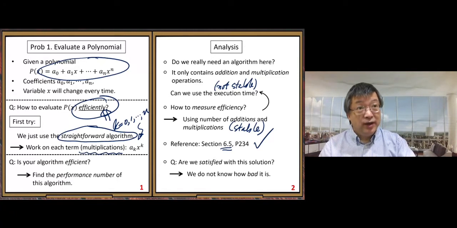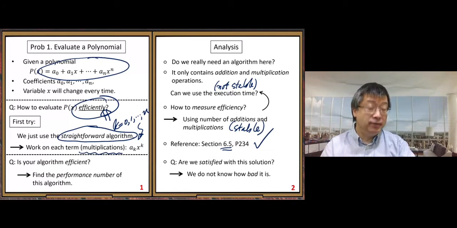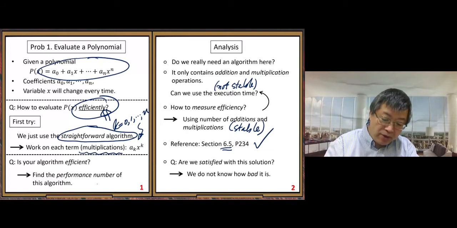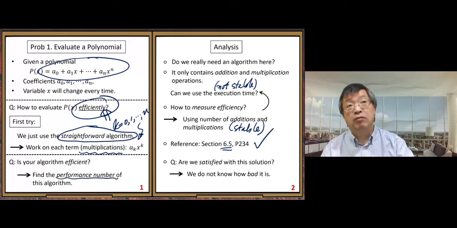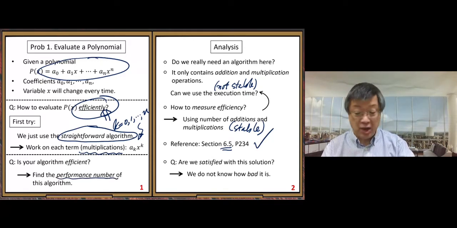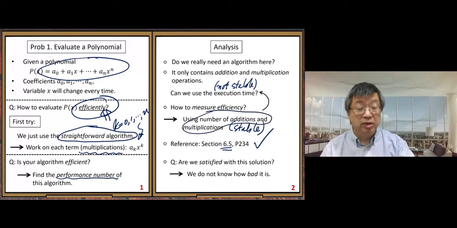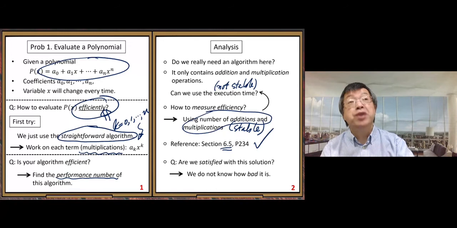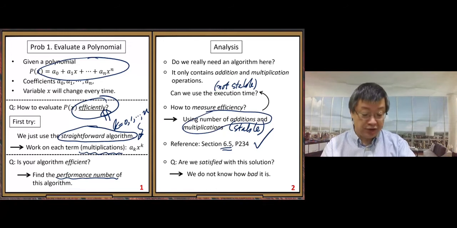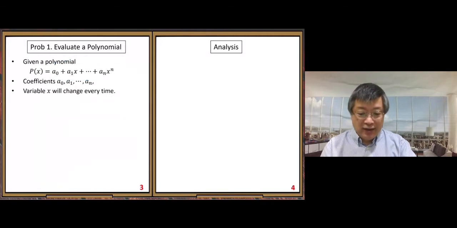Before we do part C, we need to do another important thing here. Find the performance number of this algorithm. What's the performance number? Here, it is the number of additions and the number of multiplications. That's the meaning of performance number. Okay, let's do it.